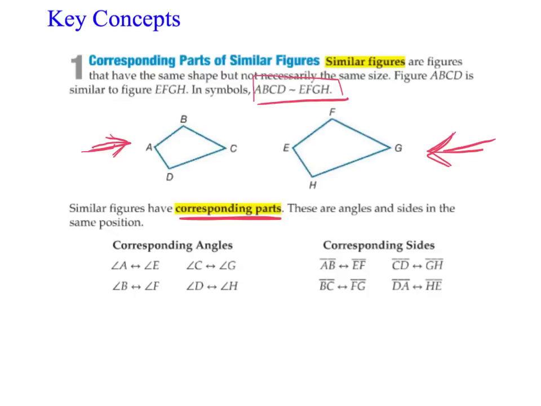Okay, so angle A corresponds with angle E, and angle B corresponds with angle F, angle D corresponds with angle H, and angle C corresponds with angle G. And then we also have corresponding sides. Let me change colors. AB corresponds with side EF. BC corresponds with side FG. CD corresponds with side GH. And we've got AD over here corresponding with side EH.